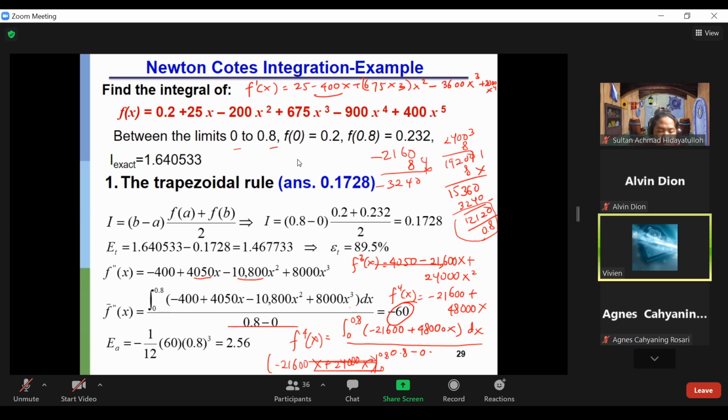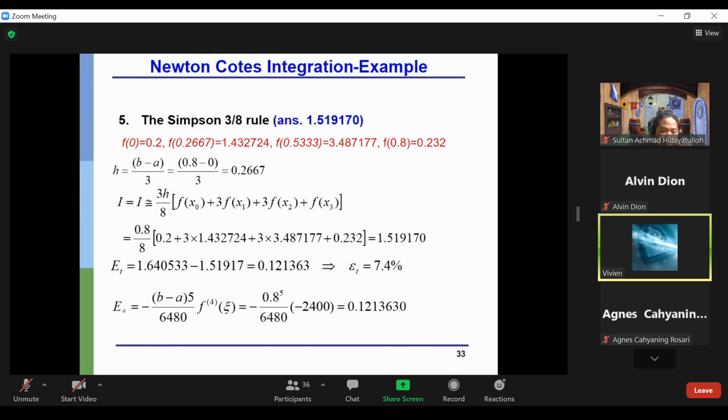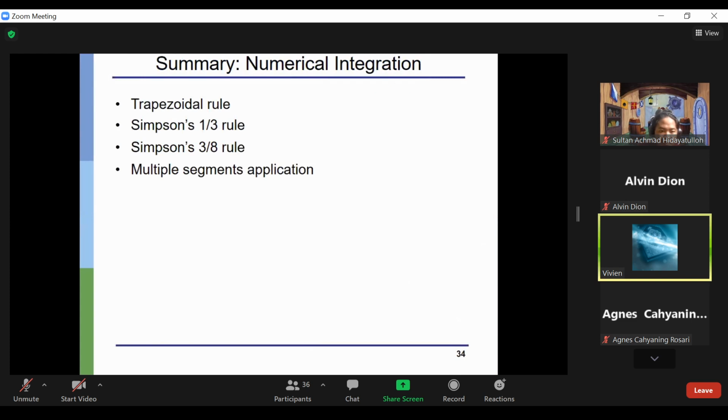This method is actually based on the previous method that we have learned. So in summary, what we have learned from the videos is that we have basically three methods. The first method is the trapezoidal rule, in which we approximate the area underneath the curve with a trapezium shape.